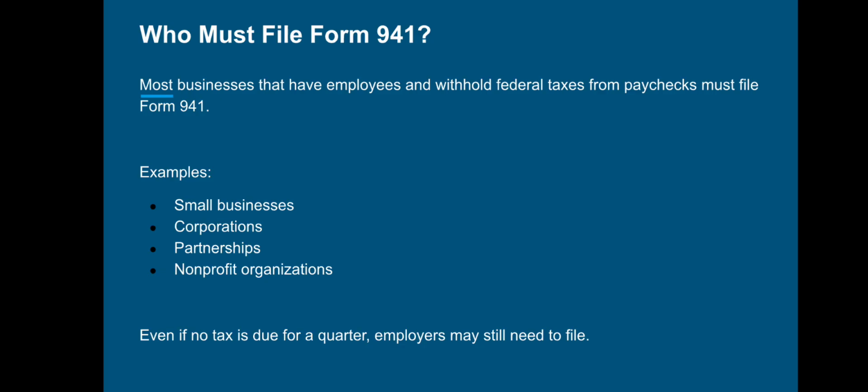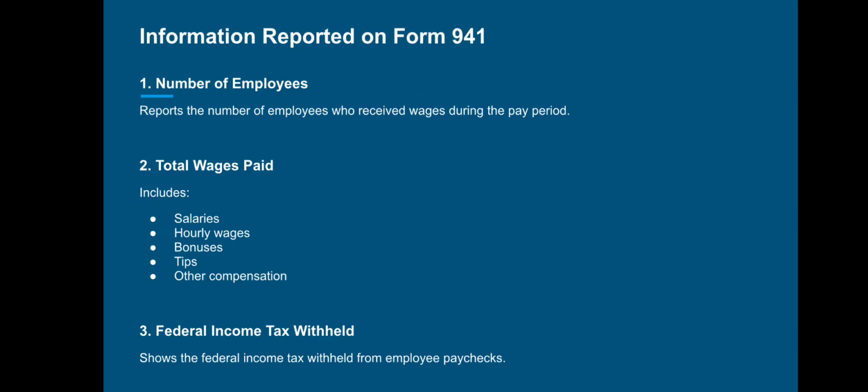If you don't have any employee in the state in the second quarter and you revoke the payroll registration with the department, then you don't have to file anything. But if you haven't cancelled your payroll registration, in that case you have to file the 941 with a zero amount. Now, the information reported on Form 941.